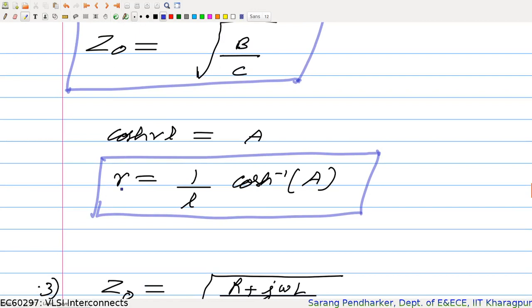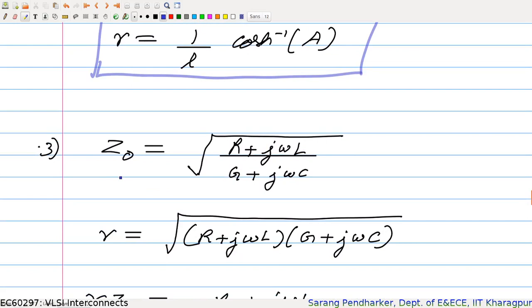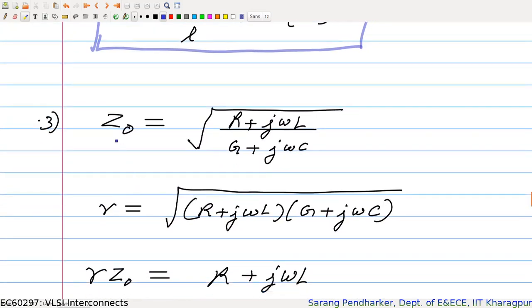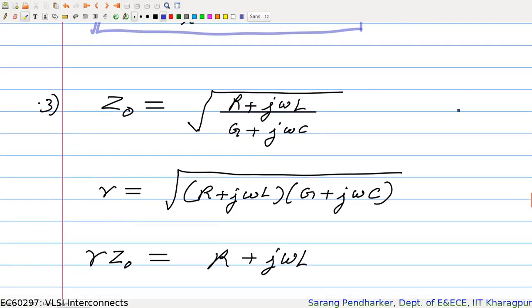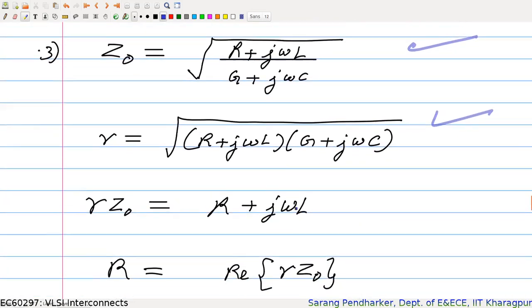So from S you got ABCD, from ABCD you got Z0 and γ, and in the third step you extract RLCG from the Z0 and γ. So you know the expressions for Z0 and γ. This we have also seen earlier.